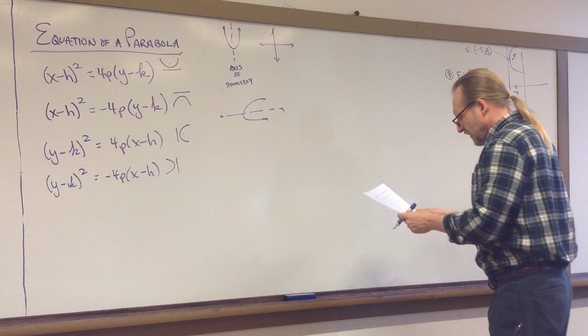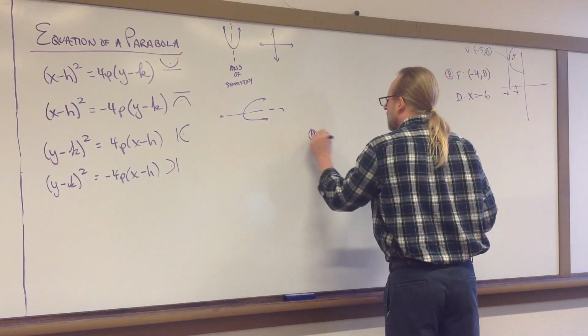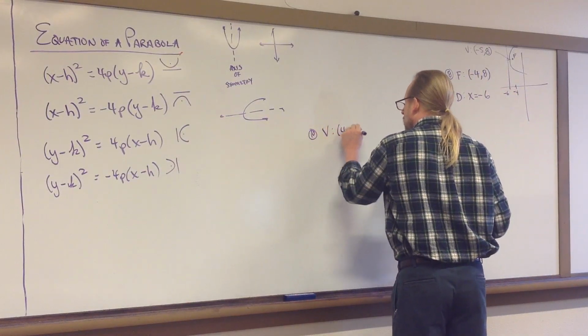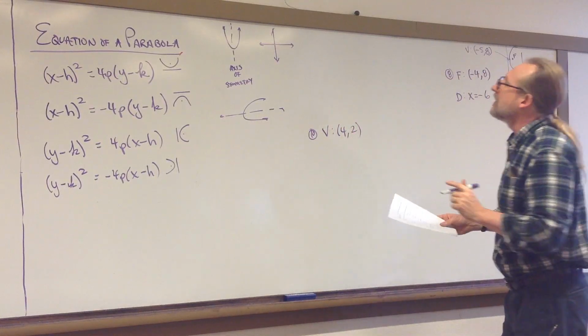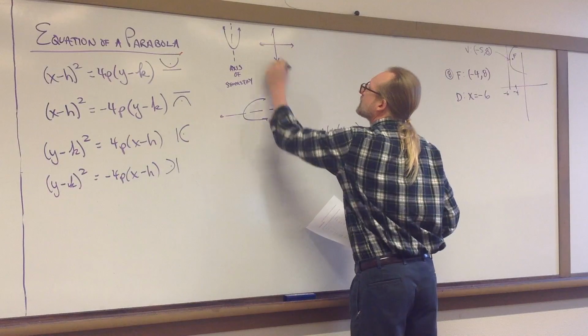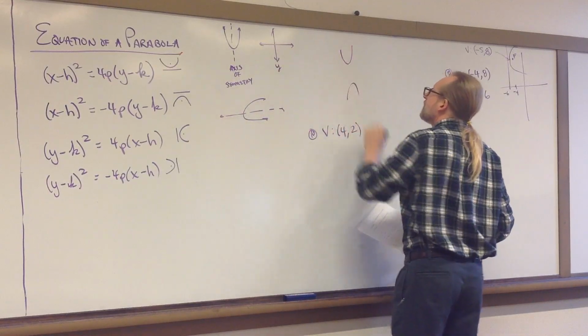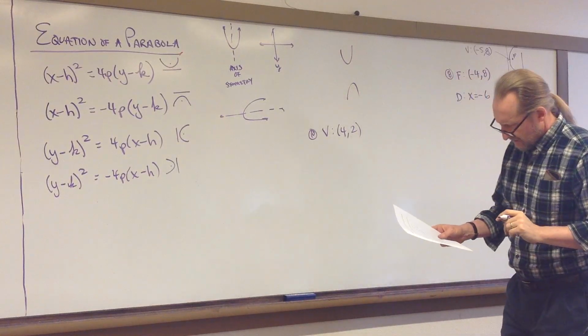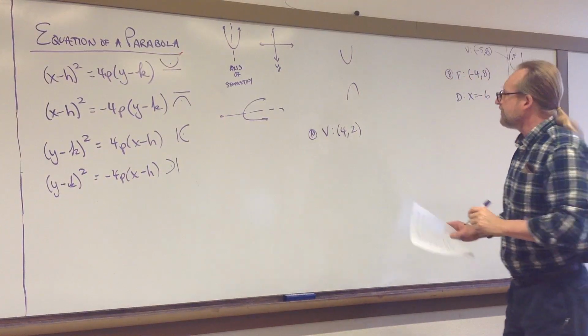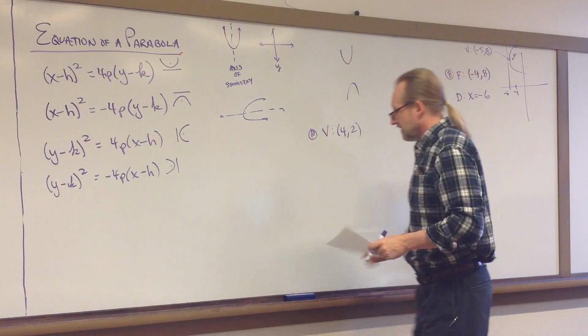So, problem 10, we've got a vertex at the point 4, 2. Axis of symmetry parallel to the y-axis. So that means it's either going to face up or face down. Let's see, I'll fill that in a sec. And contains the point 5, 0. So let's make a graph here.